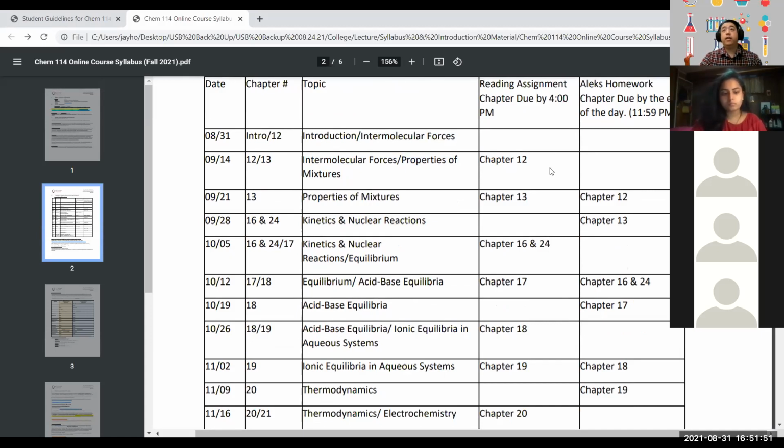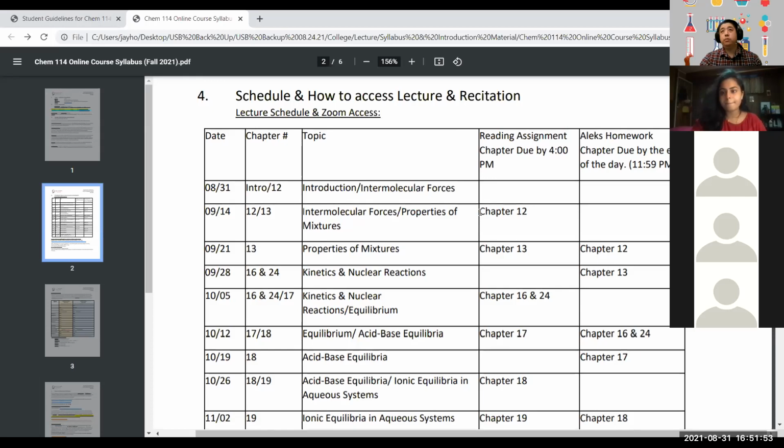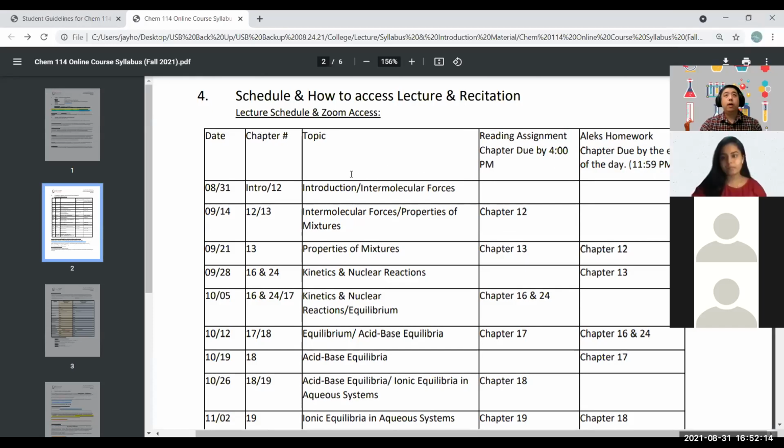Okay, and on the right side here, this is where your Connect homework is due. Chapter 12 is due next week by 4 o'clock, so 40 minutes before class. And your ALEKS homework is due the week after that. Right after we finish chapter 12, one week later, by 11:59 at night, you should have finished your ALEKS homework. Any questions? Okay. I strongly recommend getting a head start on your ALEKS homework. That is going to take you some time.